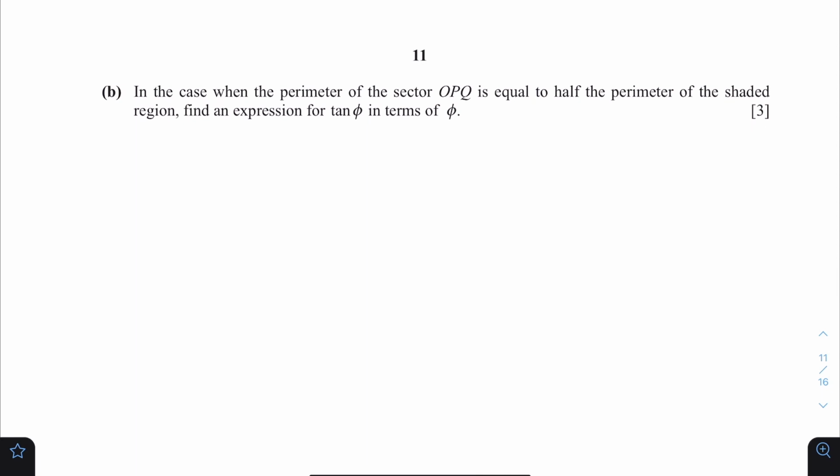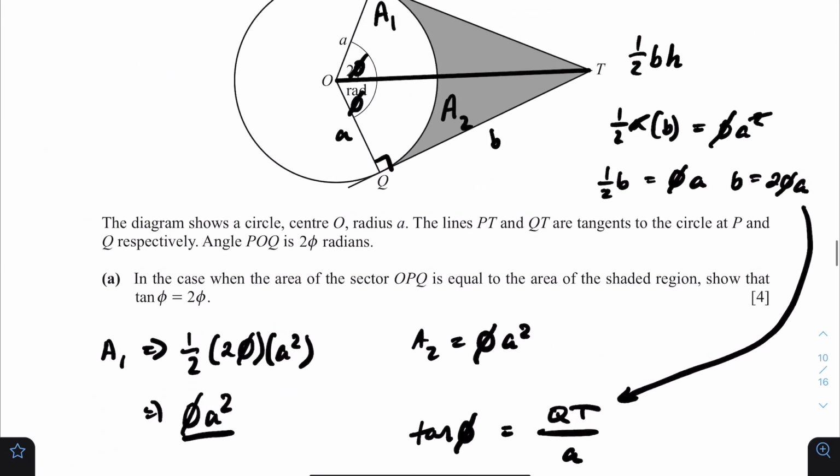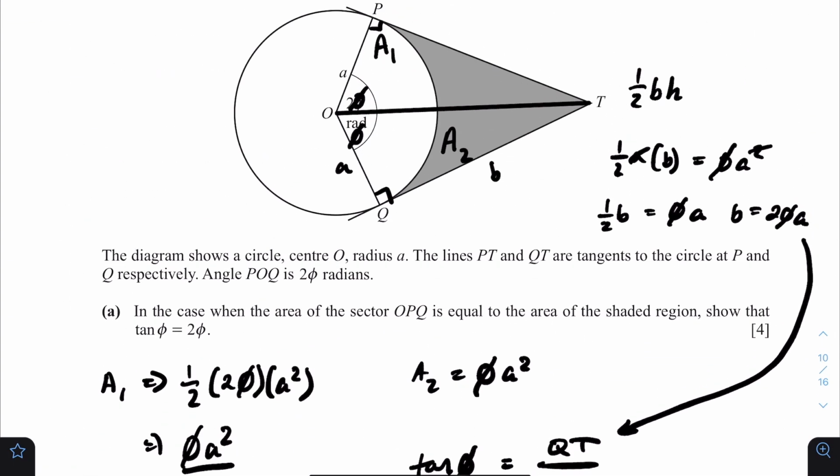So in this case, when the perimeter of the sector OPQ is equal to half the perimeter of the shaded region, find an expression for tan phi in terms of phi. So the perimeter of the sector OPQ, I'm just going to label this OPQ. I'll denote it as arc. So OPQ's arc is equal to the radius times the angle, which is 2 phi alpha.